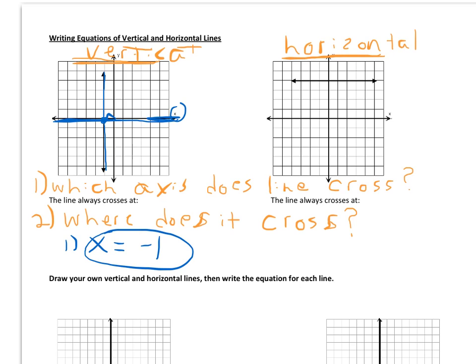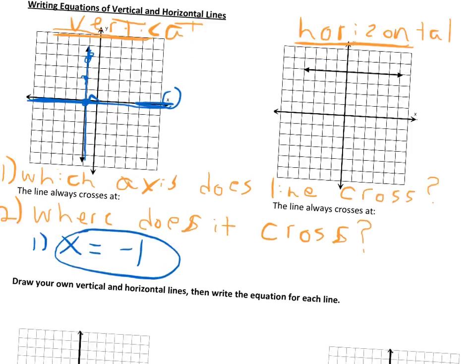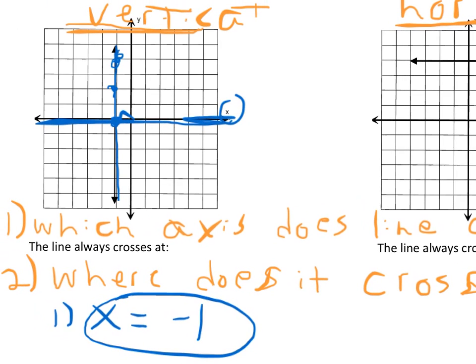Guess what? You just wrote the equation of a vertical line. It's x equals -1. Now, this makes sense, and let me prove to you why. If I take any of these points, and let me zoom in so my points are a little bit better and right on the line.